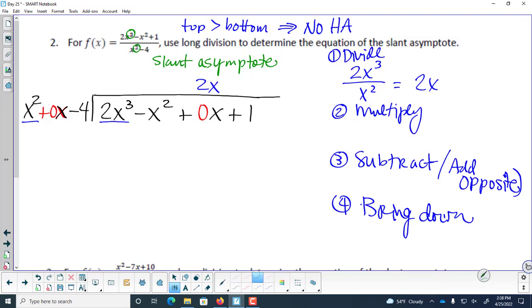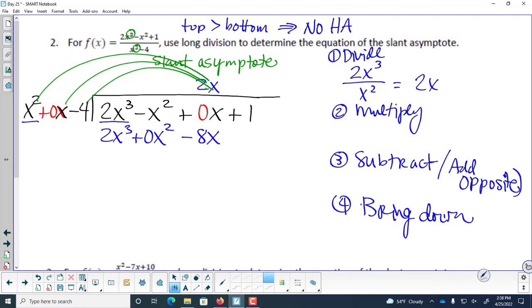Okay, so now we're going to multiply. We're going to take this term times all 3 of those, and then they should line right up below their like term. So 2x times x squared, 2x cubed. 2x times 0x is 0x squared. 2x times negative 4 is negative 8x. Okay? Then we're going to subtract.